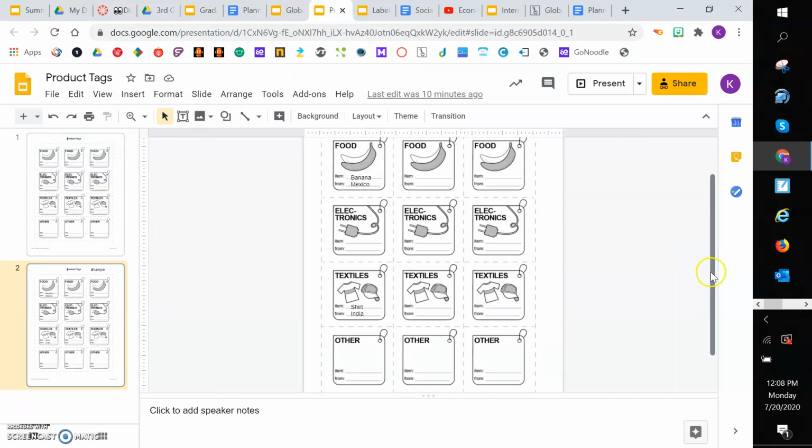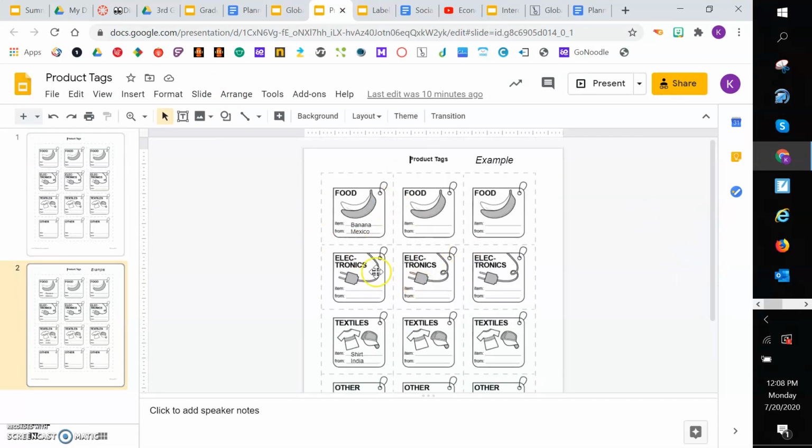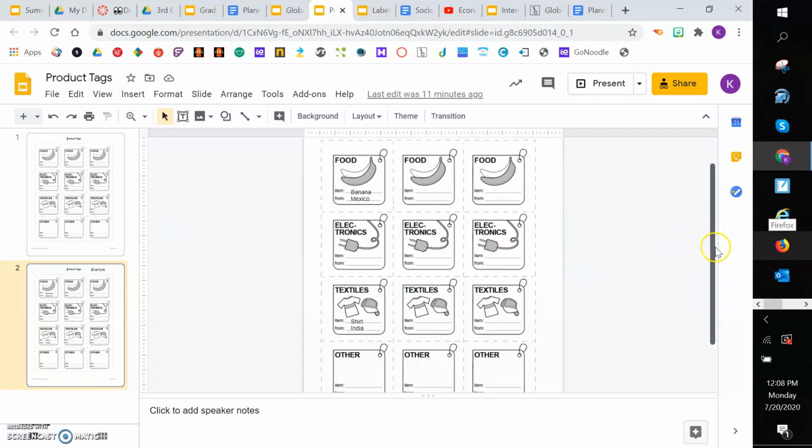Okay, so you're going to print out, or you can do it digitally, these product tags. I did an example for you. I noticed that I had a banana in my kitchen, and on the tag, a little sticker on the banana, it said it is from Mexico. So I write banana, Mexico, okay? So I have food items. I have my cell phone, it could be a television, a computer, any electronics that you have in your house, you can name them, and then also what country they're from.